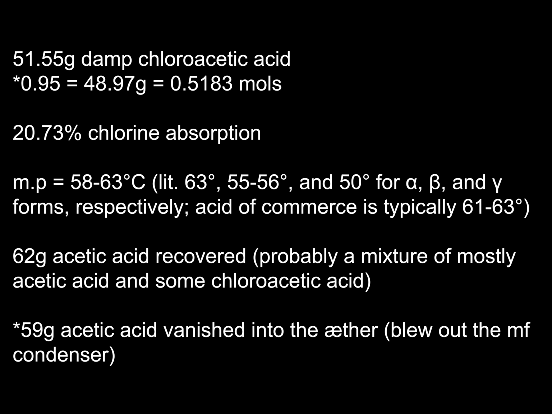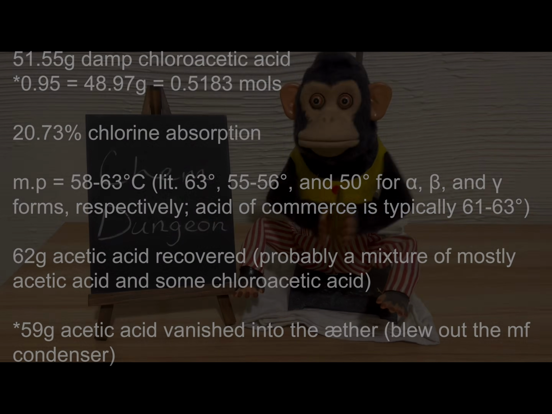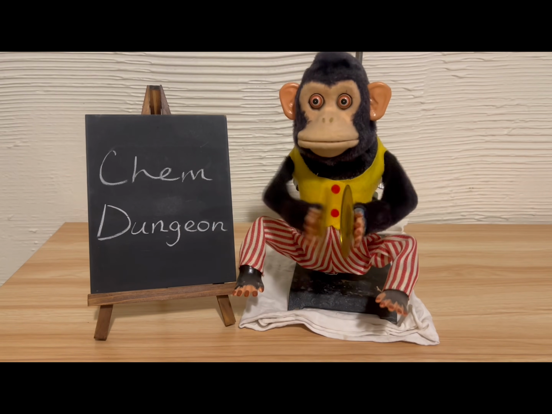62 grams of presumably acetic acid, but probably some chloroacetic acid too, was recovered in the combined distillation and filtration, so approximately 1 mole or 60 grams of acetic acid was lost during the course of the reaction, like I mentioned earlier, because of the heating of the condenser by the lamp. And that's about everything I've got.